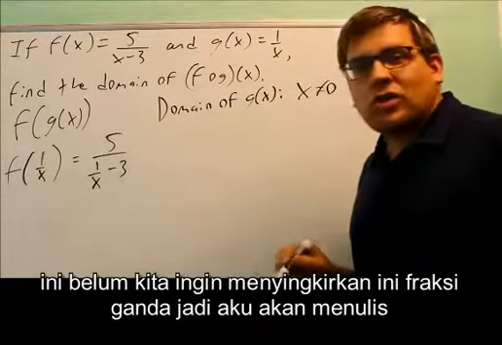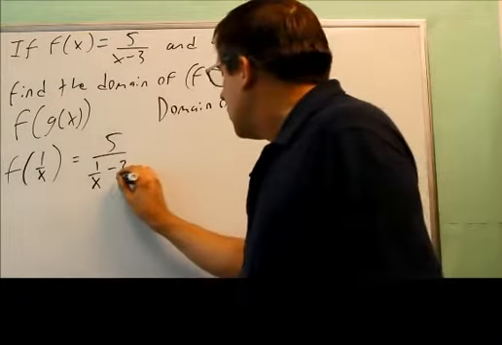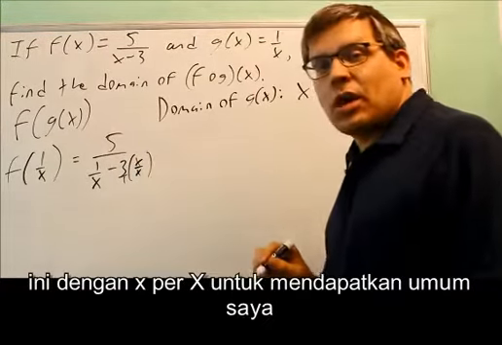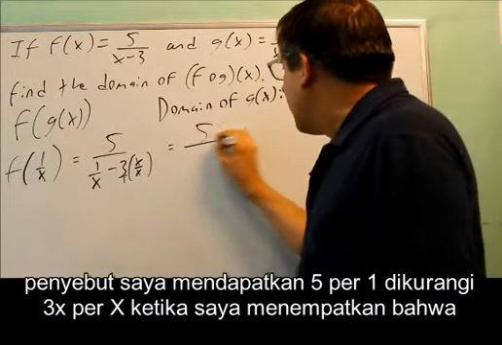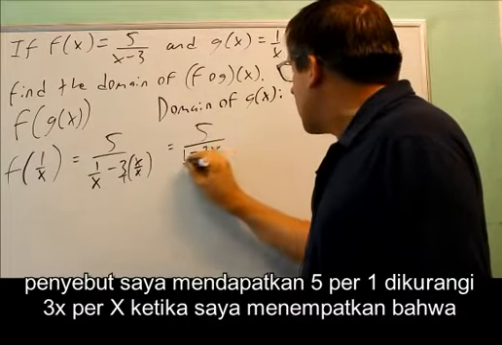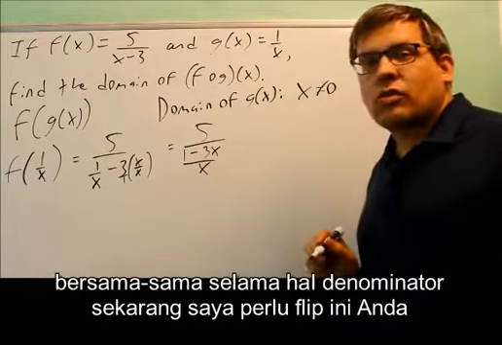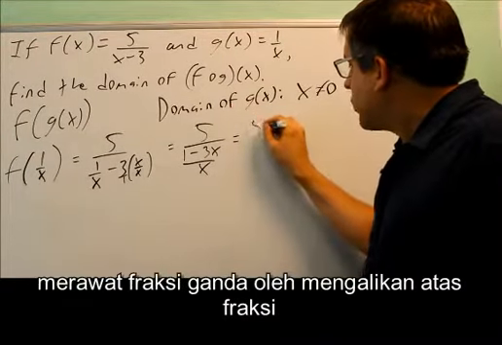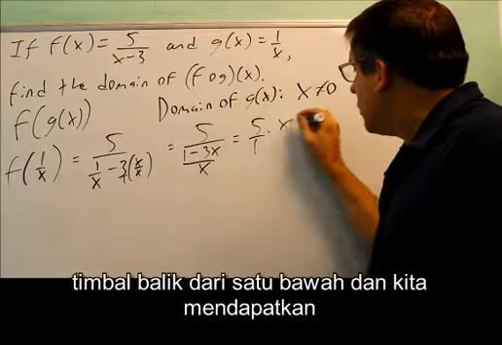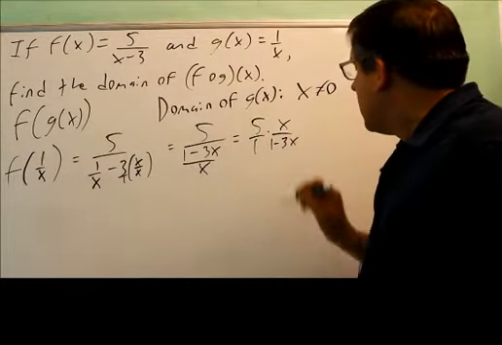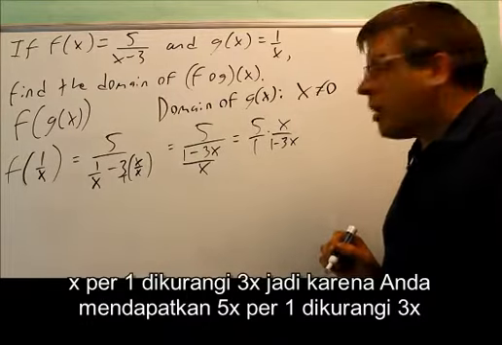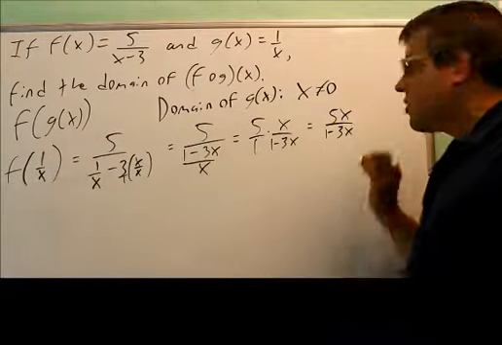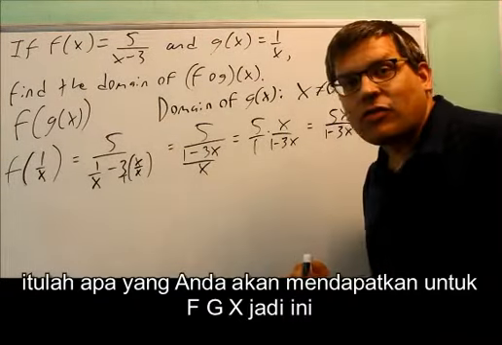We want to get rid of these double fractions. So I'm going to write this as 3 over 1, and multiply by x over x to get common denominators. I get 5 over, that's going to be 1 minus 3x all over x, when I put that together over a single denominator. Now I need to flip this. You take care of double fractions by multiplying the top fraction by the reciprocal of the bottom one, and we get x over 1 minus 3x. So you get 5x over 1 minus 3x. That's what you're going to get for f of g of x.